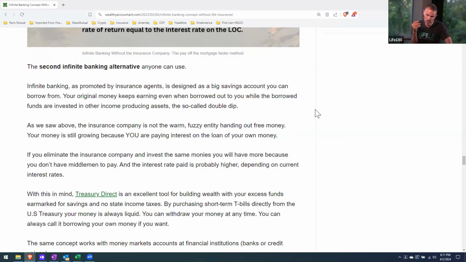That's like at year 20 when we showed whether you borrow against it or leave the money in there, it's going to be the same way. So it's growing all the while, no matter what.